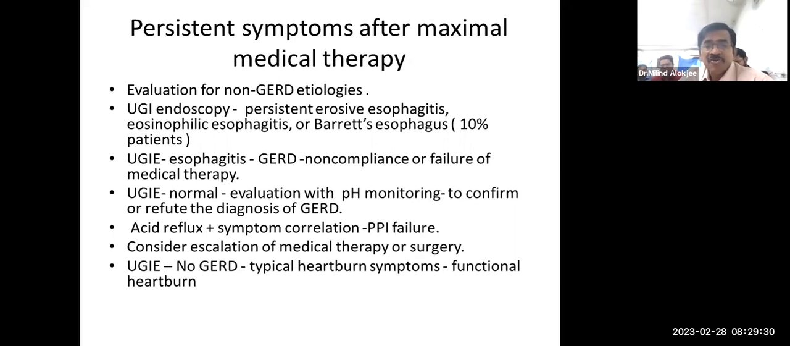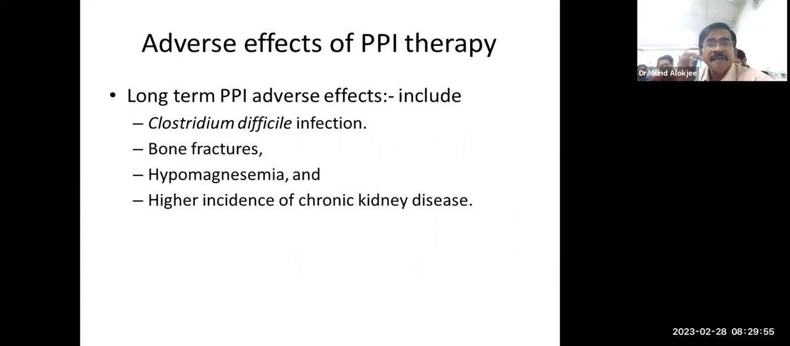If you do upper GI endoscopy and find esophagitis, and that is because of GERD, this may be either because of non-compliance with therapy or failure of medical therapy. Upper GI endoscopy with pH monitoring confirms or refutes the diagnosis of GERD. Acid reflux plus symptom correlation may indicate PPI failure. So, consider escalation of medical therapy if there is poor compliance.